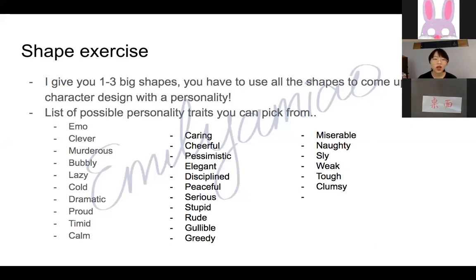Over here, I have emo, clever, murderous, bubbly, lazy, cold, dramatic, proud, timid, calm, caring, cheerful, pessimistic, elegant, disciplined, peaceful, serious, stupid, rude, gullible. Gullible is like you can lie to them and they'll believe you, really easily. And then greedy, miserable, naughty, sly, weak, tough, or clumsy.